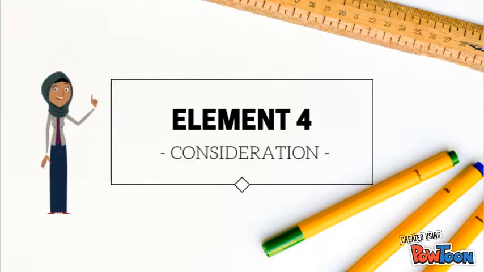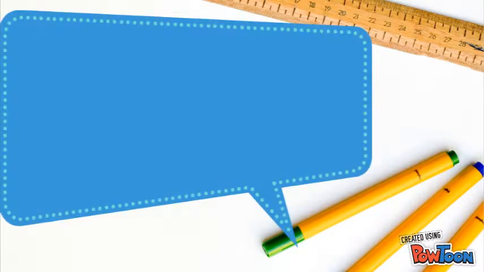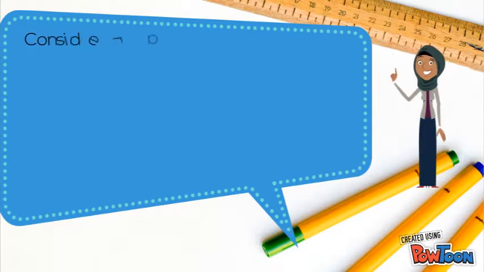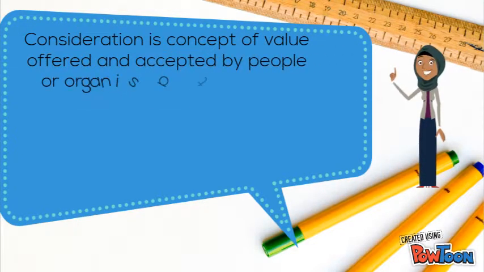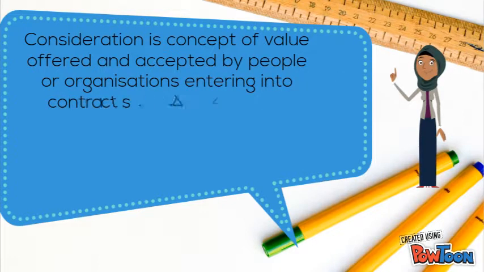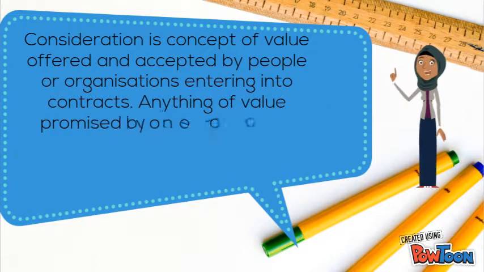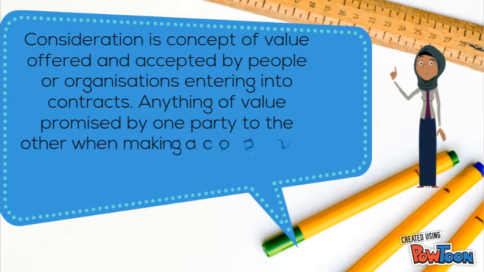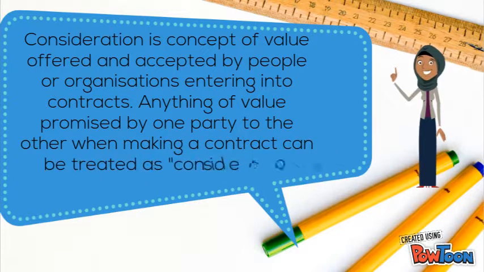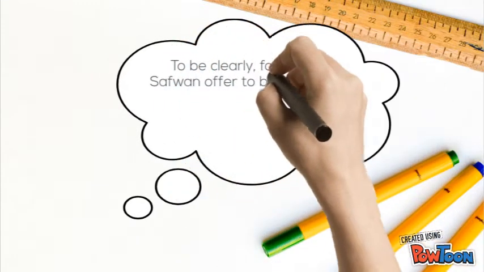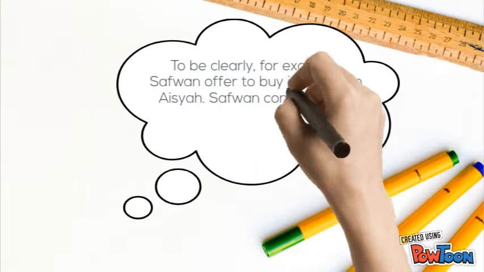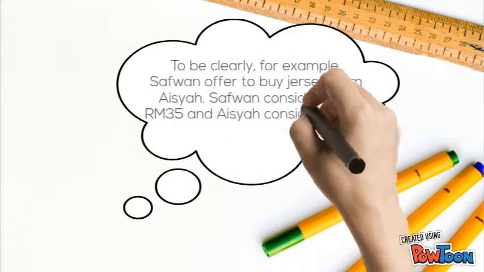Element number 4, consideration. Consideration is a concept or value offered and accepted by people or organizations entering into a contract. Anything of value promised by one party to the other when making a contract can be treated as consideration. To be clear, for example, Safwan offered to buy a jersey from Aisyah. Safwan's consideration is RM35 and Aisyah's consideration is the jersey.